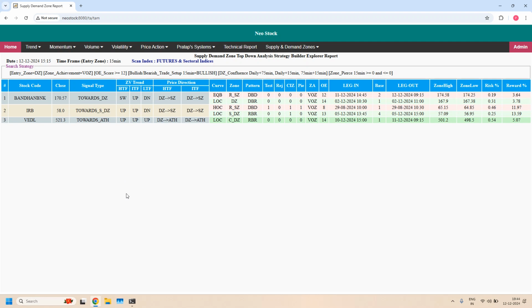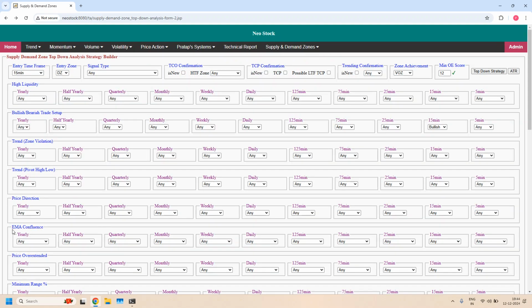Sideways we can ignore, because EMA confluence does not form in a sideways trend, because we are looking for HTF. Why do we like HTF? Because LTF and ITF together are part of the HTF zone. That's why we are looking for HTF EMA confluence. So in the EMA confluence at the daily time frame, because 15 minutes and 75 minutes together are part of the daily zone, that's why we are looking for a daily demand zone with daily EMA confluence.